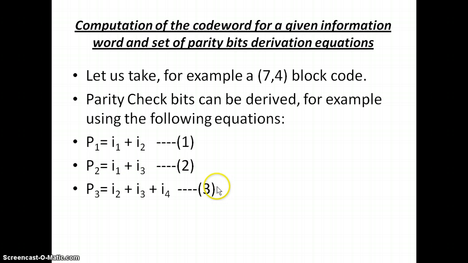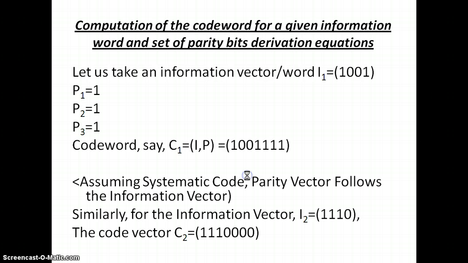Then equation 3 gives you how you form the parity bit 3, P3, this one. And I2, I3 and I4 are added by modulo 2 operations to obtain the parity bit 3. Next we observe what happens for an information word, or information vector, 1001. Here we evaluate from the above set of equations.